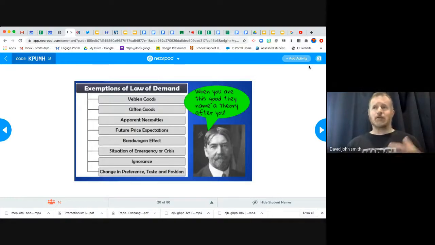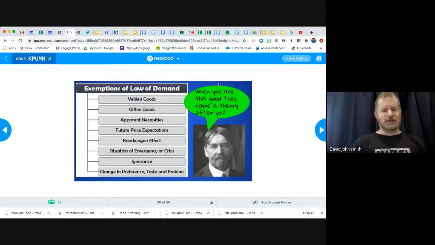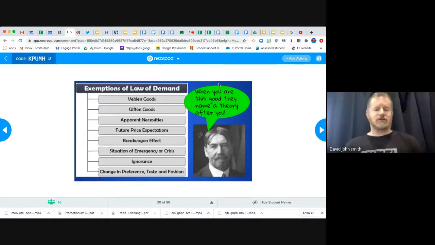Or at least it doesn't work the way we think it works. That's probably more the case: that the law of demand will work under this set of circumstances, but not under these other ones. And it's these that we call exceptions, or exemptions in the case of this particular table, exceptions to the law of demand. There are certain circumstances where the law of demand, well, it fails, to be perfectly honest.